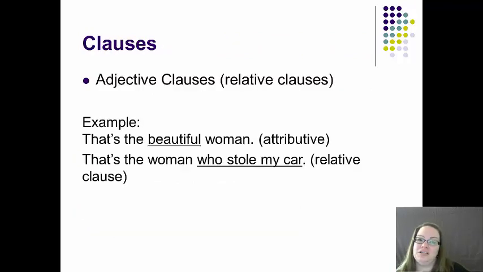We also have those adjective clauses that we learned in a couple presentations ago that were relative clauses. Okay, here's the example. So that's the beautiful woman. Here we have underlined just an attributive adjective, an adjective phrase, not a clause, because remember a clause has both a subject and a verb. And then we have the second one, that's the woman who stole my car. Here we have a relative clause. So the underlined part, who stole my car, is giving us information about the woman. So about the noun phrase. And it's a clause itself because it has both a subject, in this case replaced by the word who, and the verb stole.